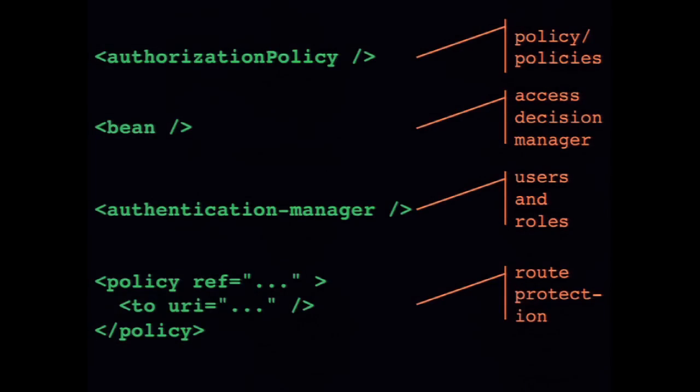Configuration, in an overview, authorization policy elements. Normally you have more than one. You need an access decision manager as a bean, an authentication manager which provides users and roles. And that's all setup work you have to do. And then you have to decide which routes or which route parts you want to protect. And those parts are surrounded by a policy element which references the authorization policy created before. And that's it. Now Camel takes care of securing this access to this route part.